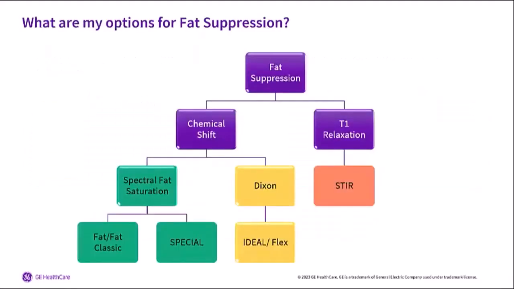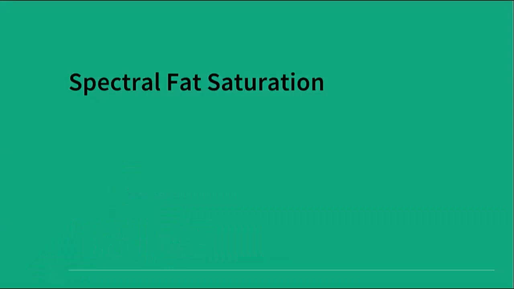Knowing the principles behind fat suppression, we can now categorize the options available in GE according to the graphic. Relying on the chemical shift, we have spectral fat saturation and Dixon. Then relying on the T1 relaxation time of fat, we have the STIR sequence. So let's start by looking at spectral fat saturation.